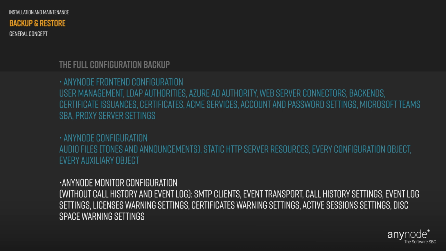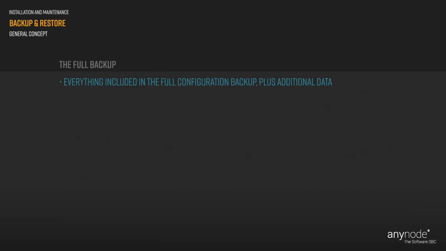SMTP clients, event transport, call history settings, event log settings, licenses warning settings, certificates warning settings, active session settings, disk space warning settings. The full backup. This option encompasses everything included in the full configuration backup, plus additional data. In addition to all the components listed under the full configuration backup, it also includes call history, event log data, and recorded sessions, subject to the requirement of having an anynode user with a media recorder rule.